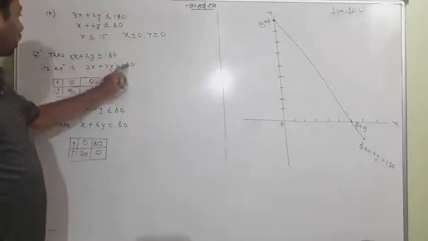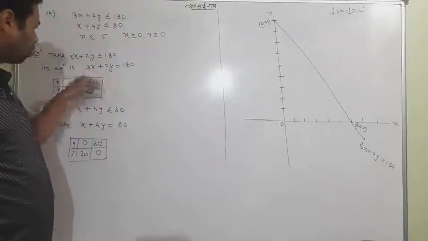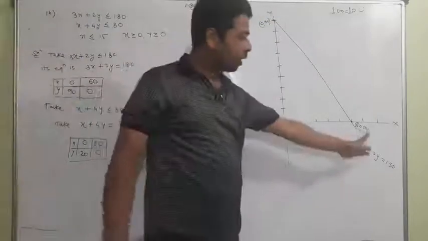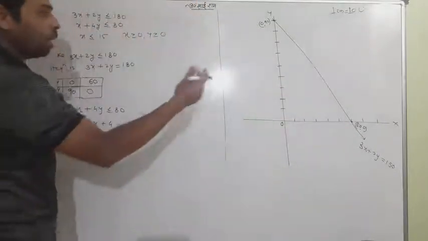Now 3x plus 2y equal to 180. I took x equal to 0, y equal to 90, y equal to 0, x equal to 60. I have completed the graph. Now the rest thing is whether my shaded region is upside or downside.